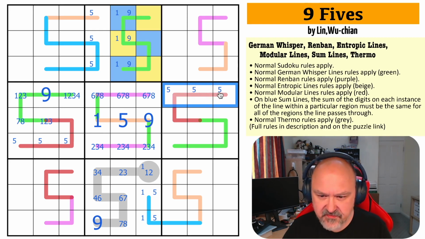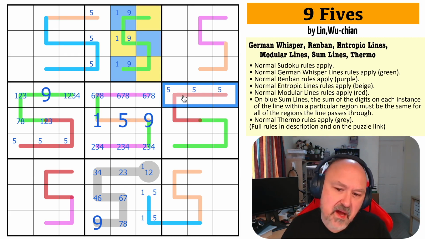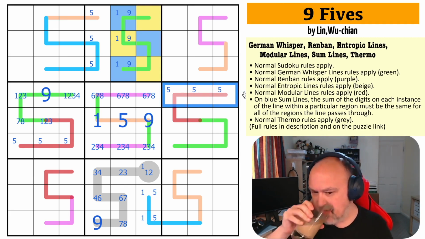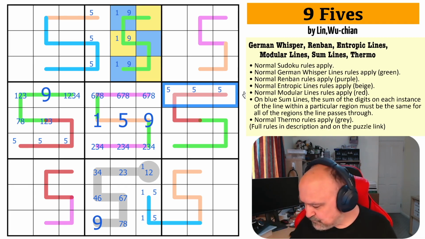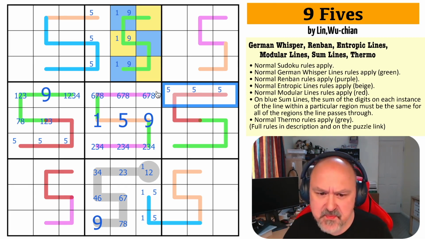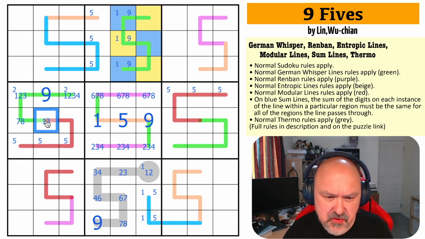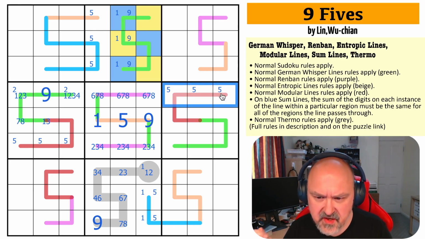4 and 5 are different modularities, so I can put them over here. But I can't put a 2 over here because 2 and 5 are the same modularity. And 5 must be over here. So 2 is in one of those two, which means that is not a 2. So I already don't have 8 there.